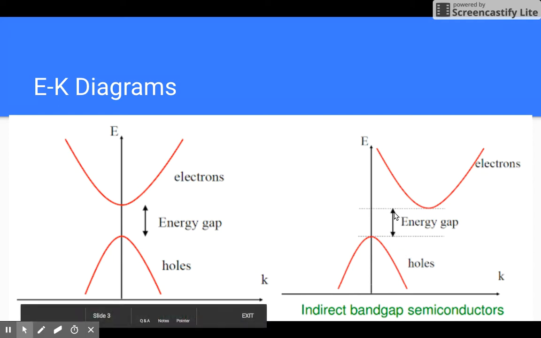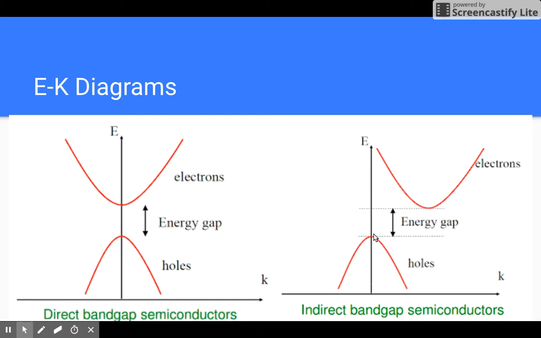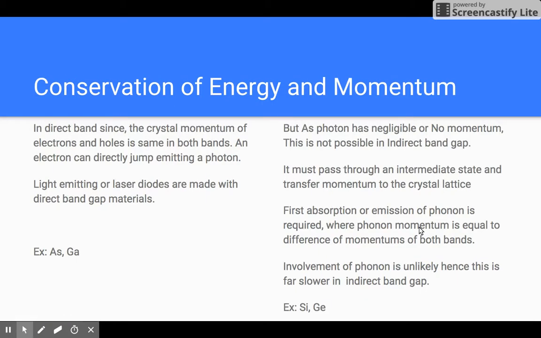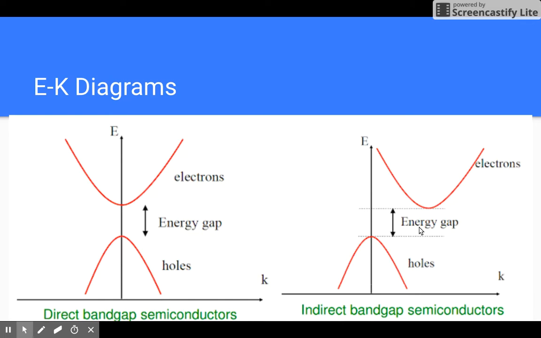Here the energy gap is represented in the vertical direction, and we can also mention a momentum gap over here. This momentum gap can be seen as the distance on the x-axis. So k, which we are representing on the x-axis, is in short called momentum, or the k vector, or crystal momentum.